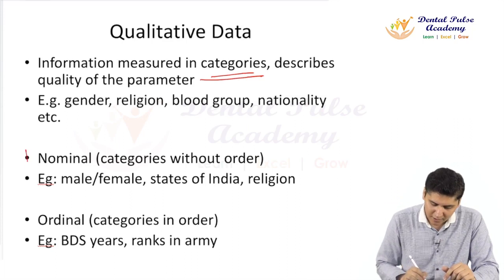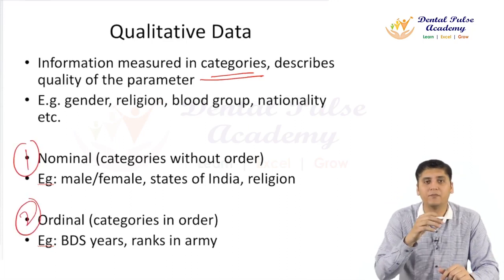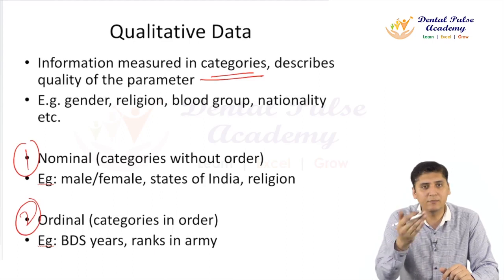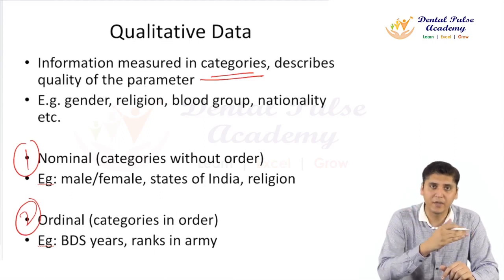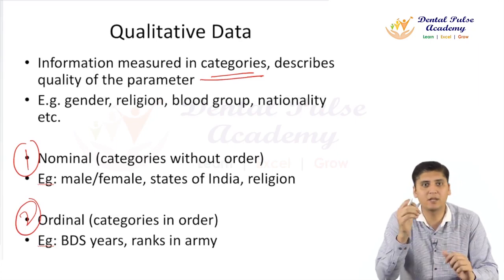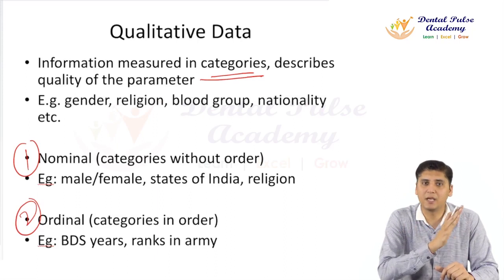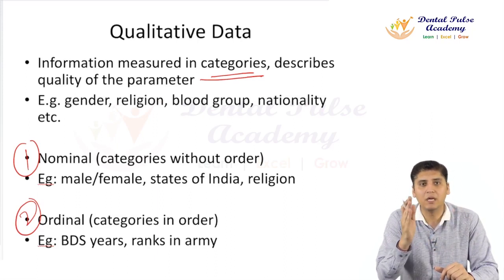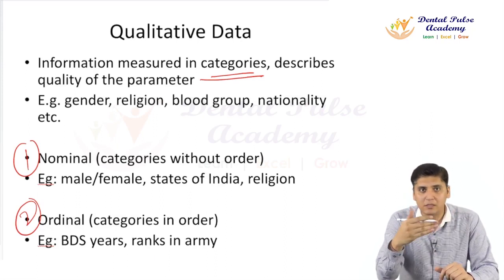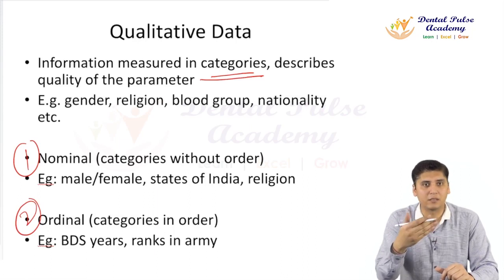Qualitative data has two subparts, nominal and ordinal. Both of them are categories. The simple difference is ordinal means categories are placed in an order and nominal means categories are not placed in an order. For example, blood group. Blood group has four subtypes: A, B, AB and O. There is no order in this. There is nothing less or more than the other. So this is nominal data.